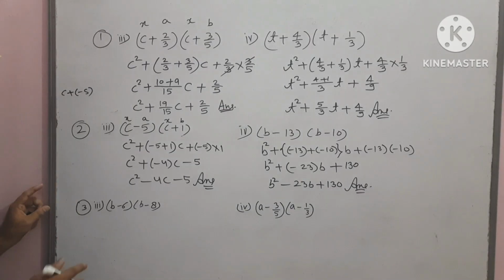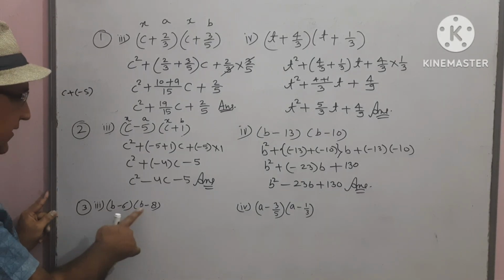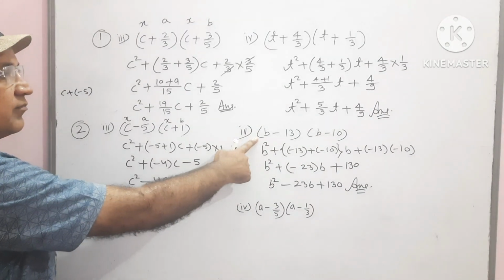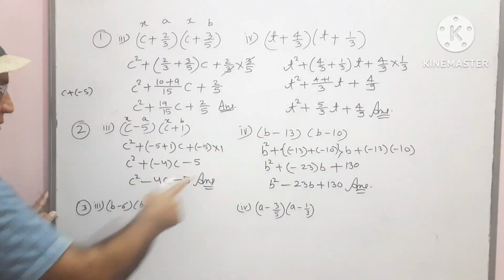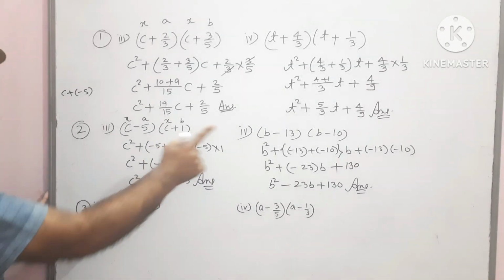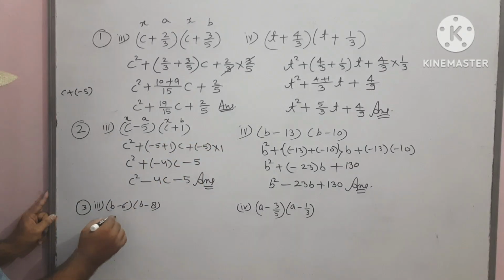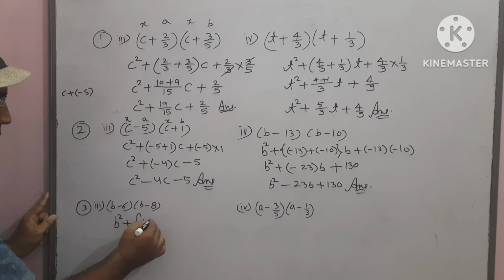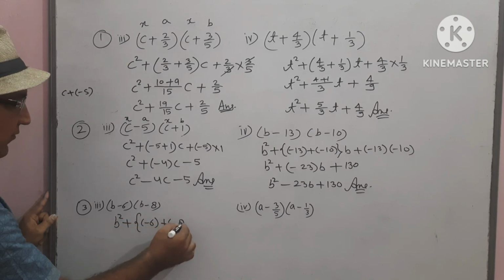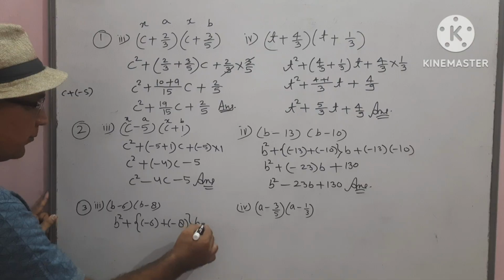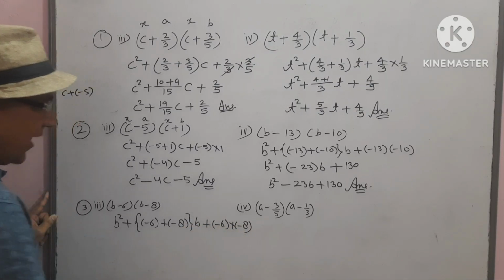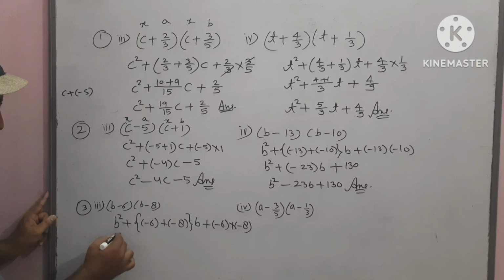Now see question number 3. B minus 6 into B minus 8. Again this one is looking like this one. Are you watching? Second term is negative. So same pattern we will follow here also. What we will do? B square plus minus 6 is added with minus 8, then B plus minus 6 is multiplied with minus 8. Now calculate it.